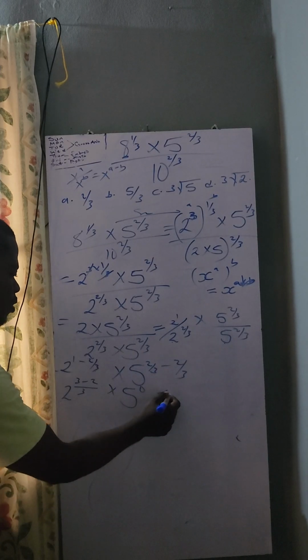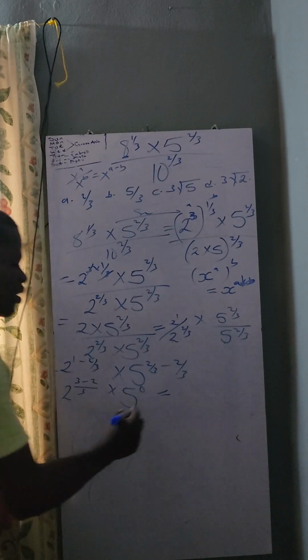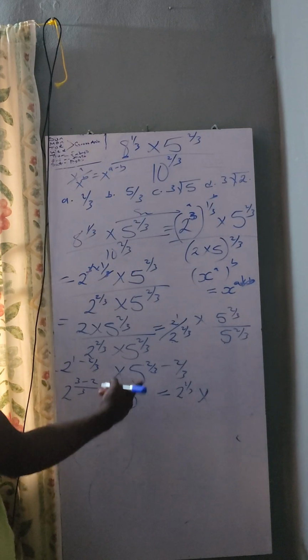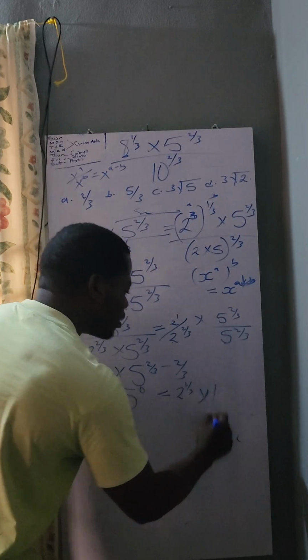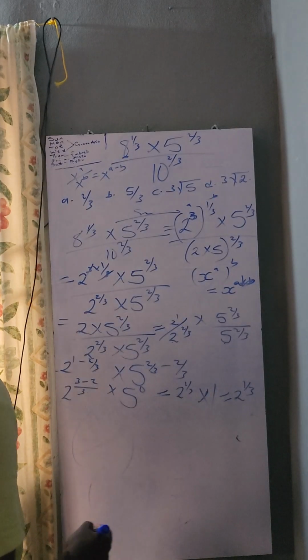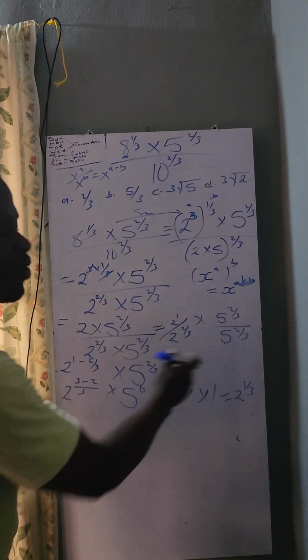this will give us 0. So what am I having here? 3 minus 2, that's 1. I'm having 2 raised to power 1 over 3 times 5 raised to power 0. Any number raised to power 0 gives us what? 1. So the answer here is 2 raised to power 1 over 3. Do we have our answer here? Yes, 2 raised to power 1 over 3.